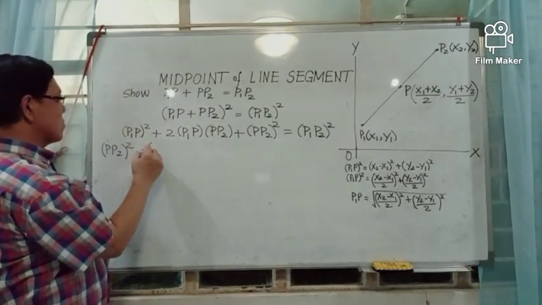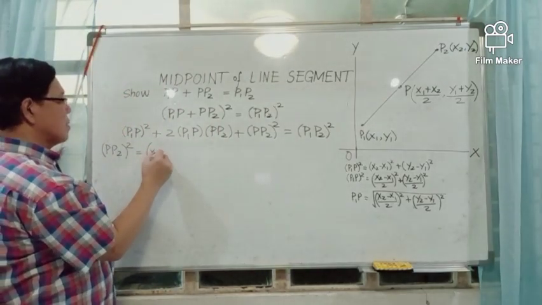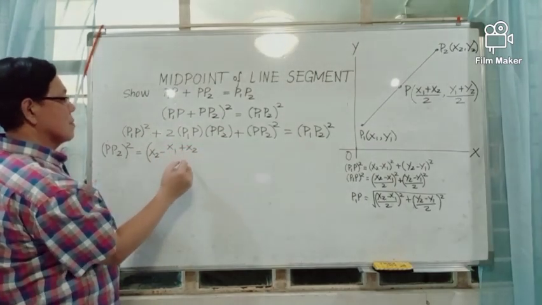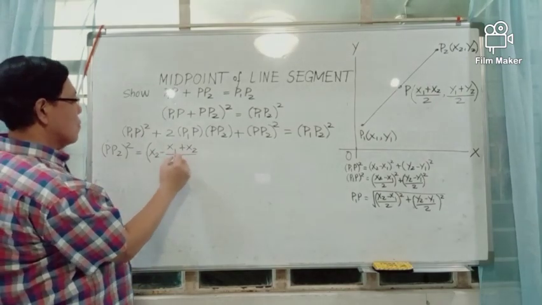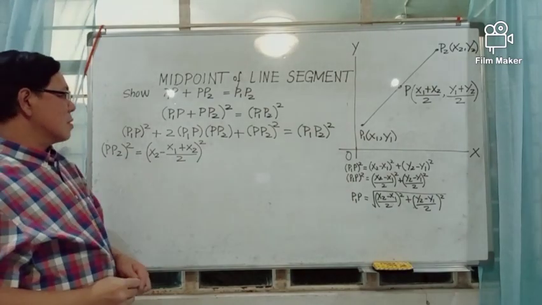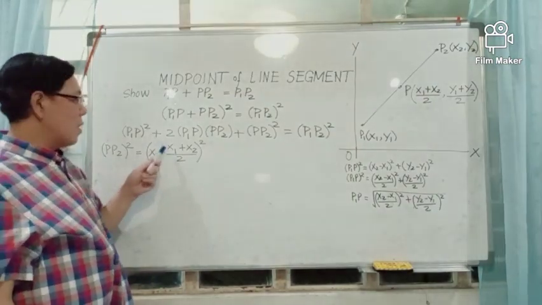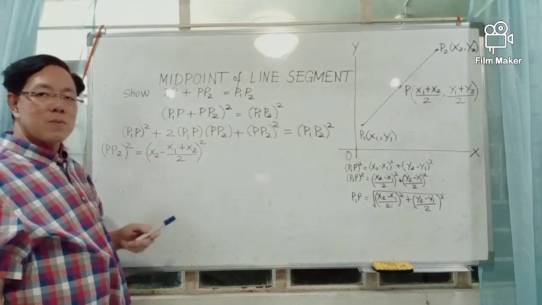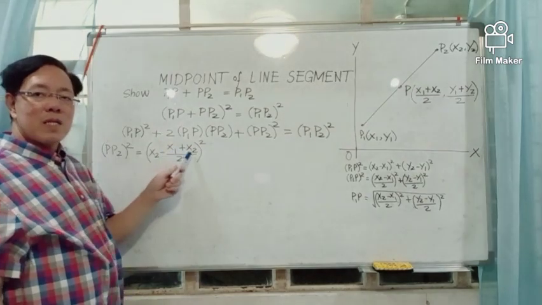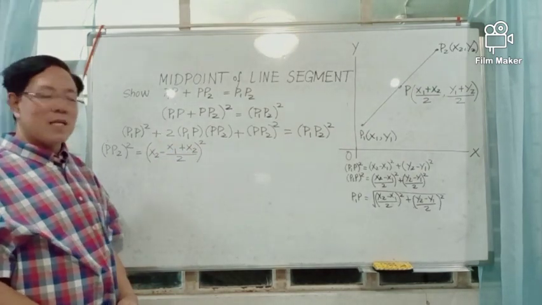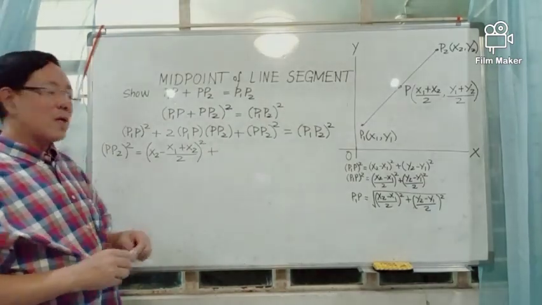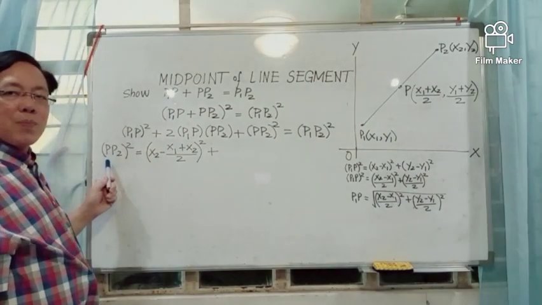We write x2 minus x1 plus x2 over 2 to the power 2. This is actually negative of x1 plus x2. So when you take the negative of x1 plus x2, you multiply x1 and x2 by negative. Plus the square of the difference of the ordinates of P and P2.